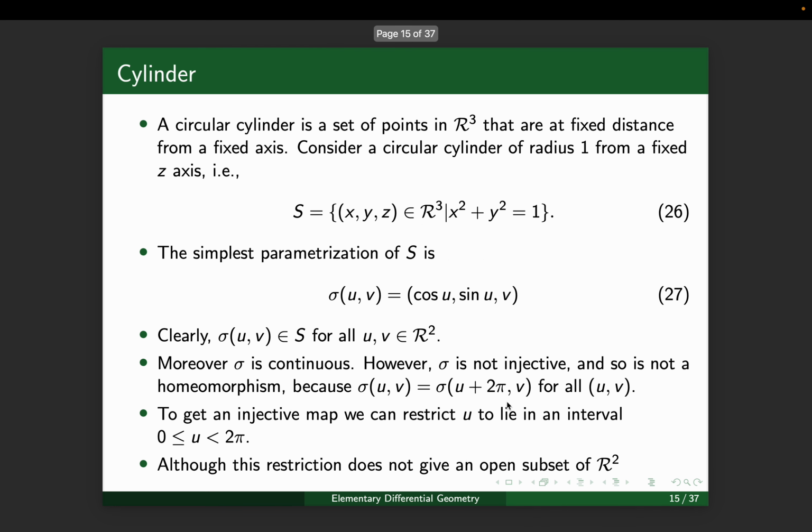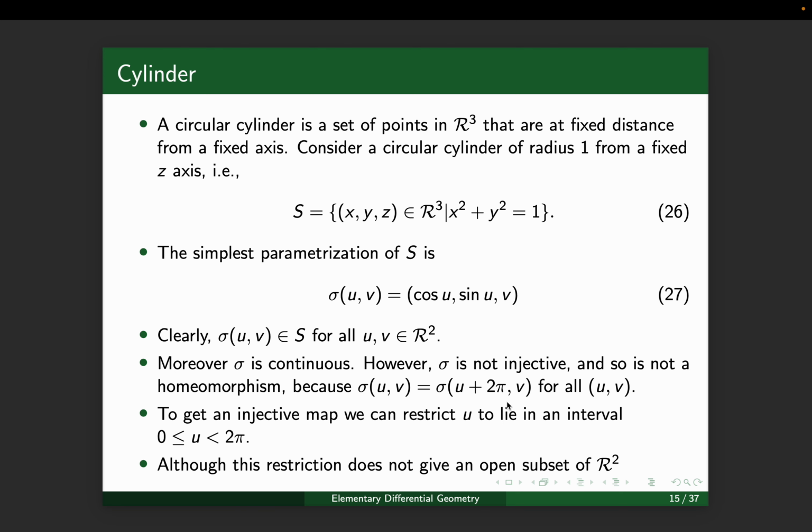Let's look at an example. Consider a cylinder of radius 1 around the fixed axis Z. The simplest parameterization is sigma(u, v) = (cos u, sin u, v). But this parameterization is not injective, therefore it is not a homeomorphism, because sigma(u, v) is exactly equal to sigma(u plus 2 pi, v) for all u, v.